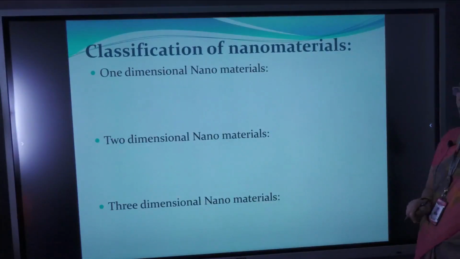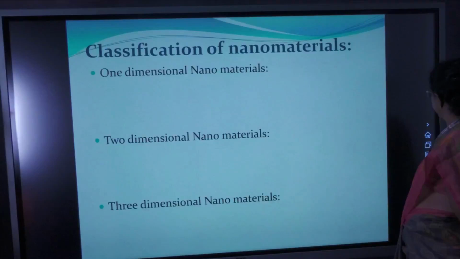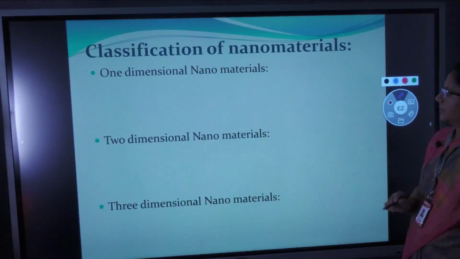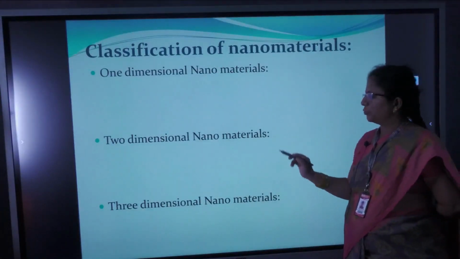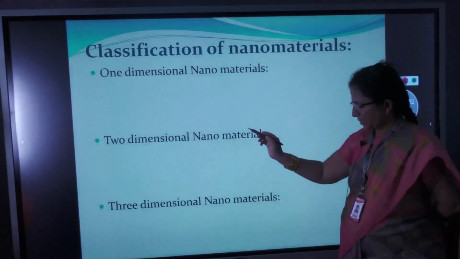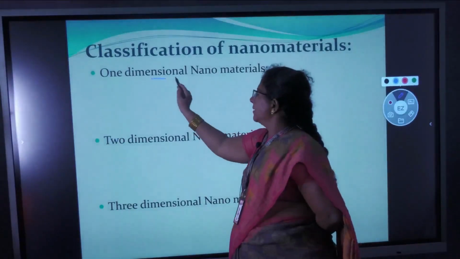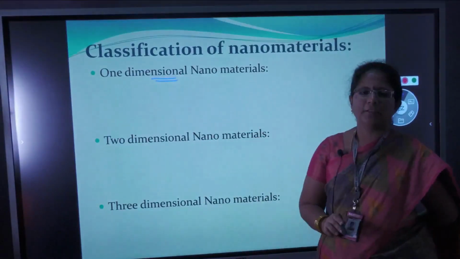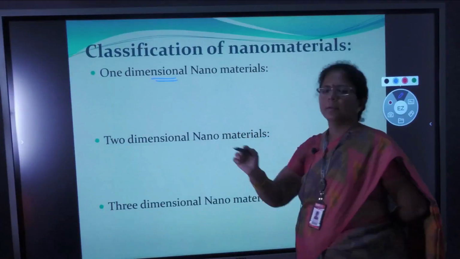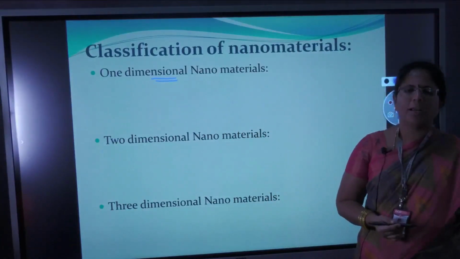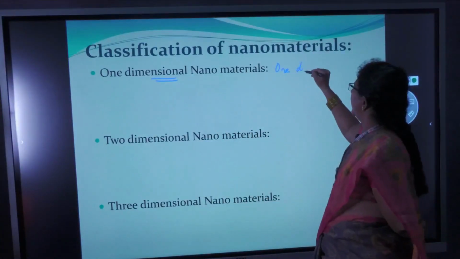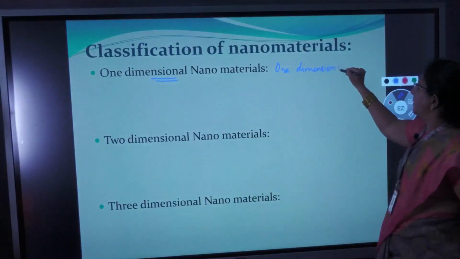Next, classification of nanoparticles. Nanoparticles can be classified as one-dimensional nanoparticles, two-dimensional nanoparticles and three-dimensional nanoparticles. One-dimensional nanoparticles means the atoms will be arranged in a one-dimensional pattern. That means these are the nanoparticles where there will be a one-dimensional arrangement. In short, one-dimensional arrangement of atoms.